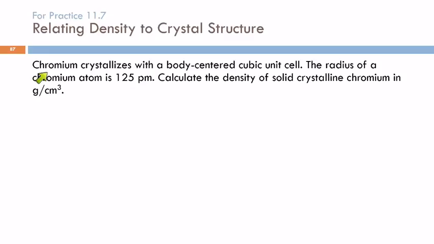So here we're told that chromium crystallizes with a body-centered cubic unit cell. We're given the radius of the chromium atom, 125 picometers. So I should probably write that down. So the radius is 125 picometers. And it asks us to calculate the density of solid crystalline chromium in grams per cubic centimeter. What do we do? They gave us one stinking number. What is density? Mass divided by volume.